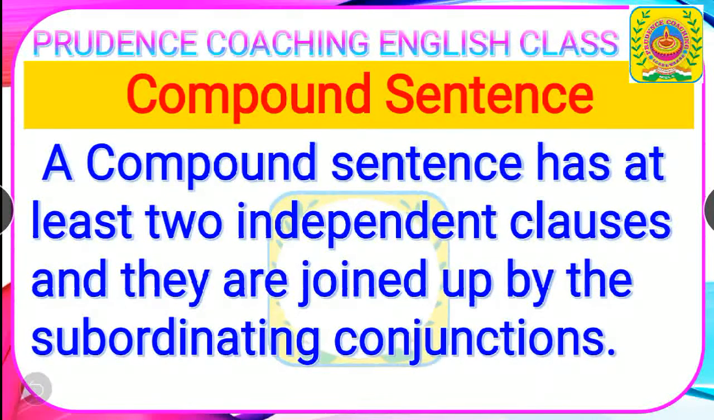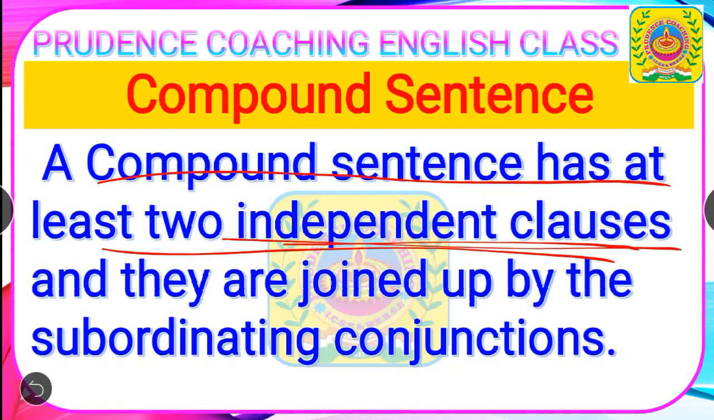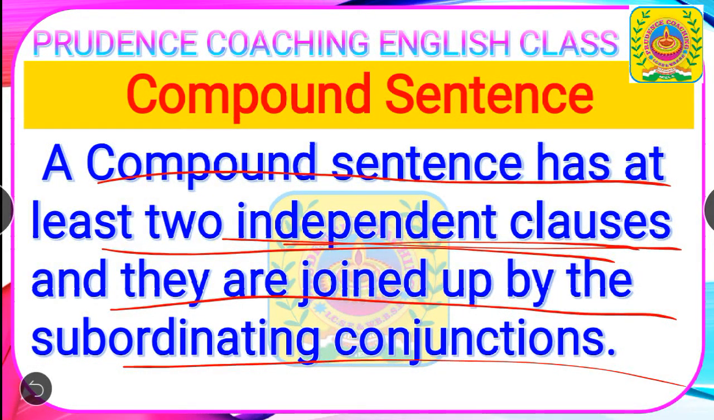Now the compound sentence. A compound sentence has at least two independent clauses, and they are joined by conjunctions such as and, but, or, so. That's all. As you can see, in a simple sentence there is an independent clause and in a compound sentence as well. So the basic difference is that in a simple sentence there is only one independent clause, but in a compound sentence there must be at least two independent clauses which are joined by conjunctions.